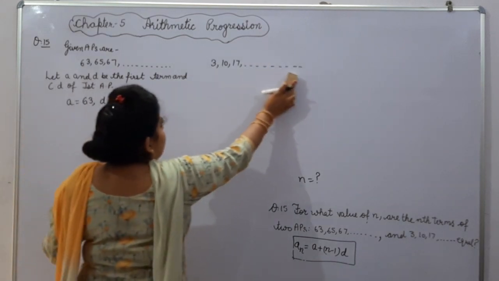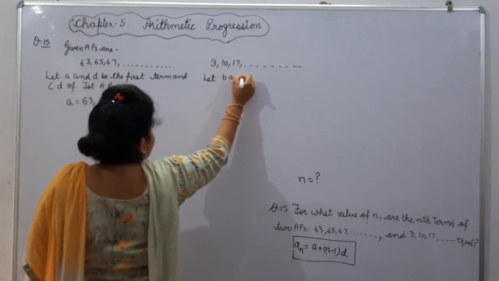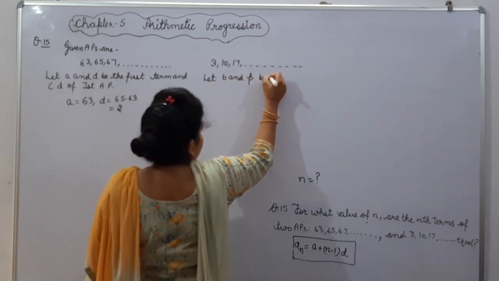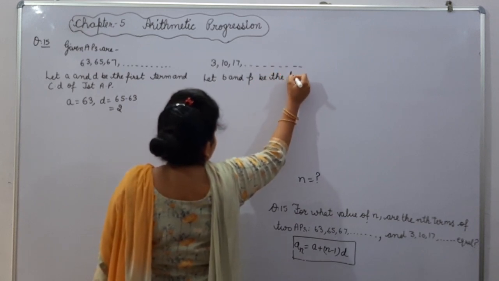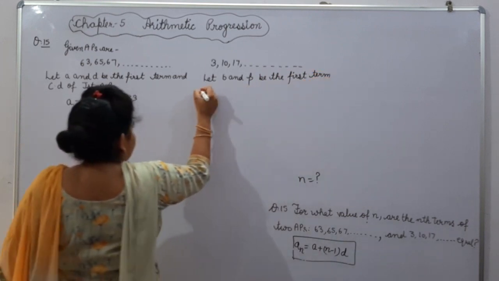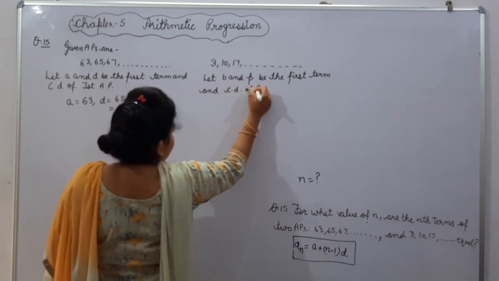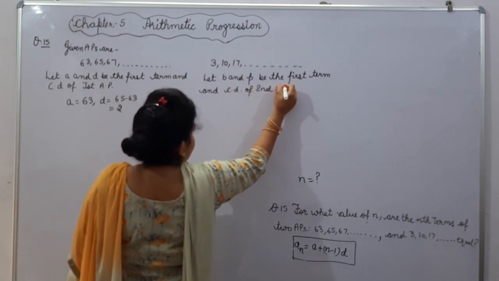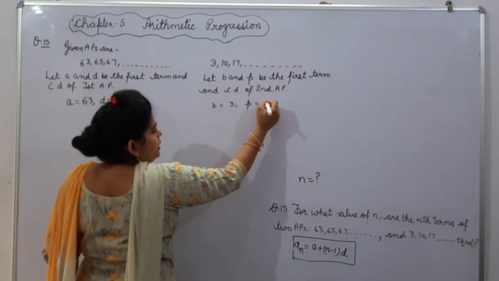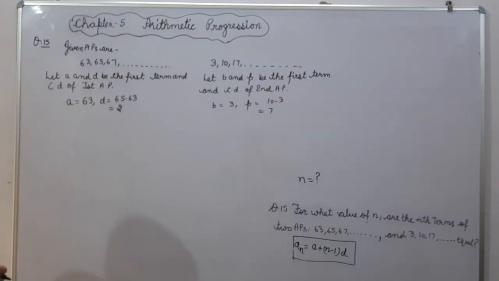Now let us consider, let b and p, suppose I am taking p, be the first term and common difference of the second AP. Then from here b is equal to 3 and this common difference p will equal 10 minus 3, which means 7.